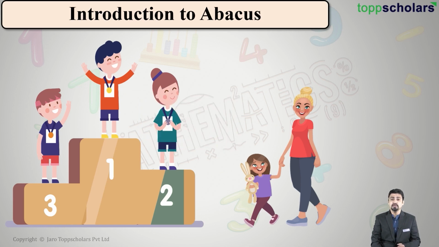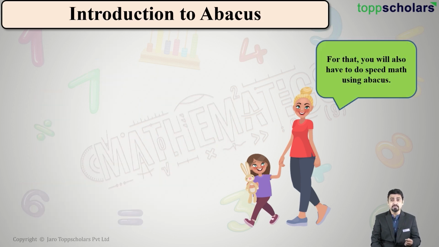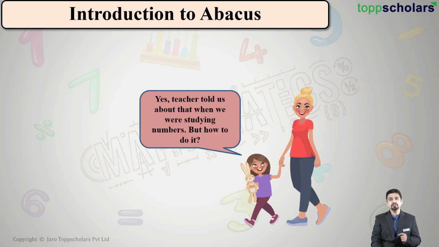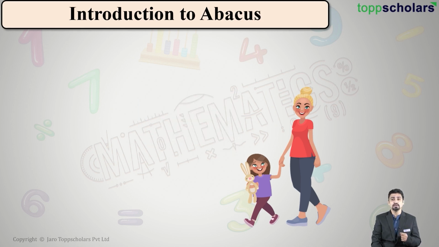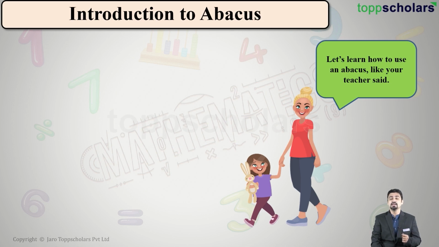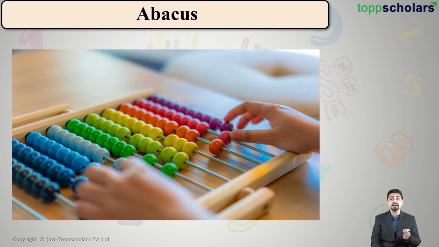To that, mother replies that to win a medal, you will also have to do speed math using abacus. She suggests that she should be able to do math at a faster speed using abacus. The daughter says, "Yes, teacher told us about that when we were studying numbers. But how to do it?" To this question of the daughter, the mother replies, "Let us learn how to use an abacus like your teacher said." So students, let us look at what an abacus is.